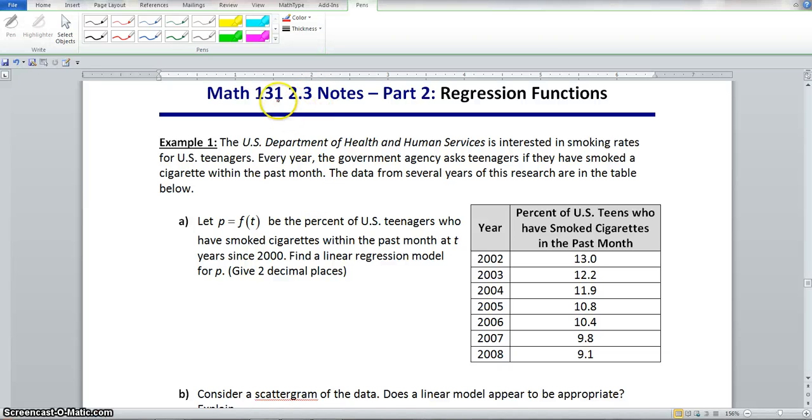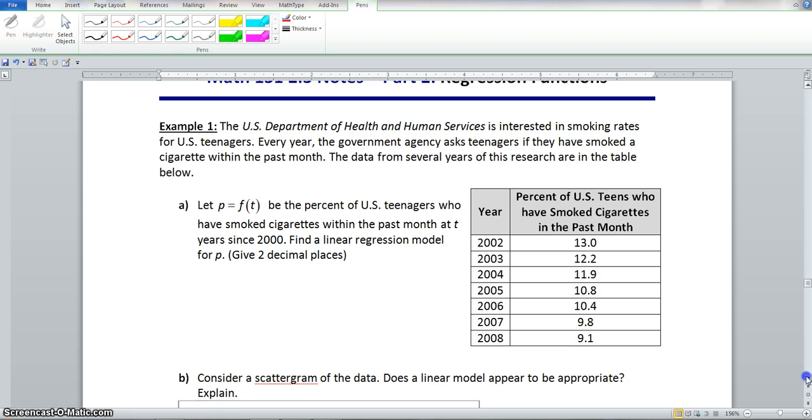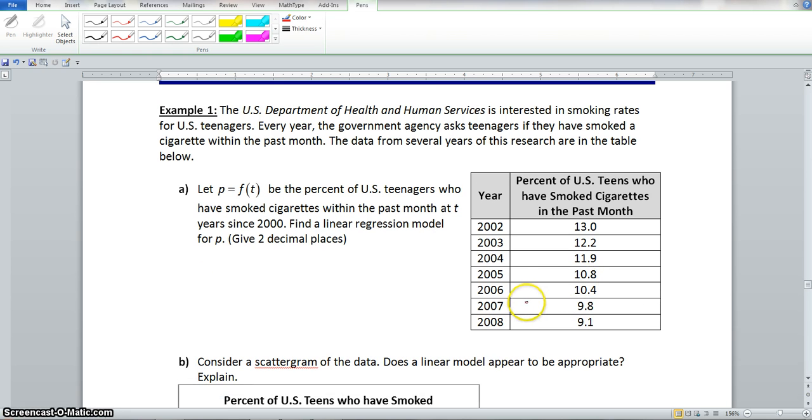Now class, we come back to section 2.3, part 2. Now I would tell you this section requires you to use the calculator or the Excel program to find the equations listed here. So what I'm going to do is go through the answers that you should have gotten for these different problems using your calculator or Excel.